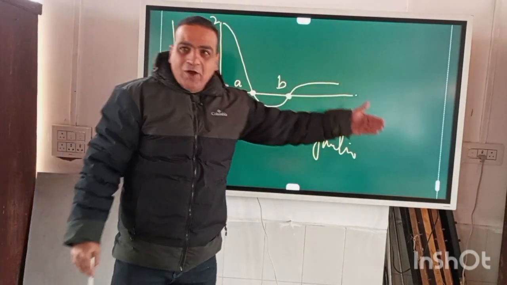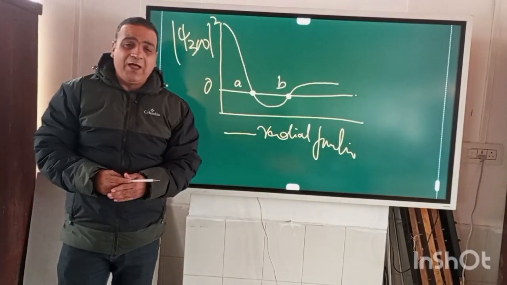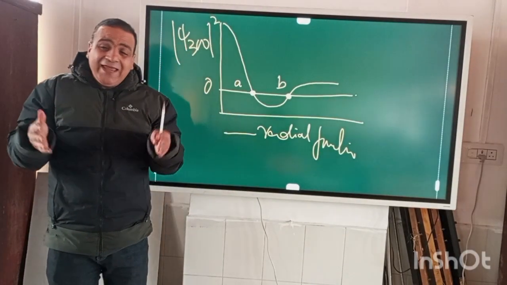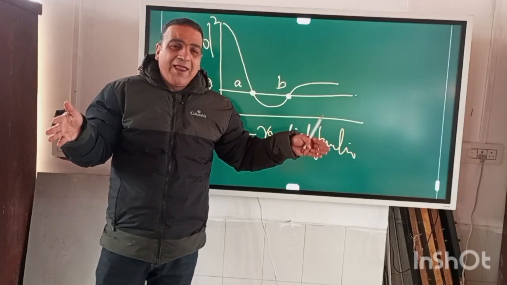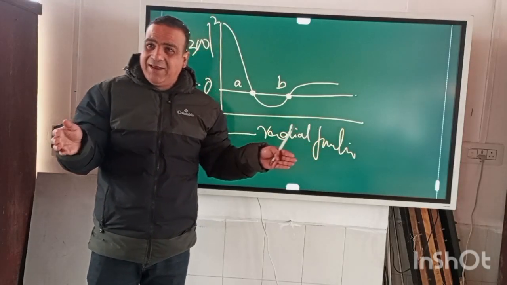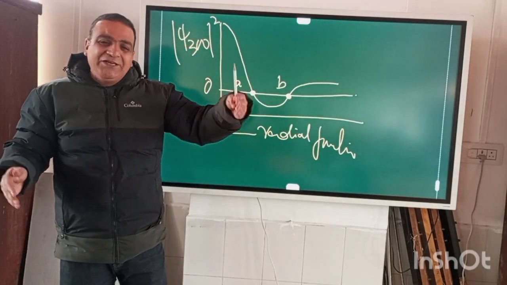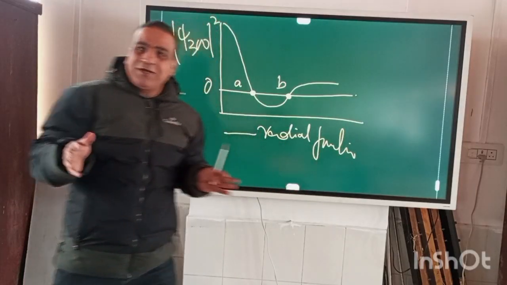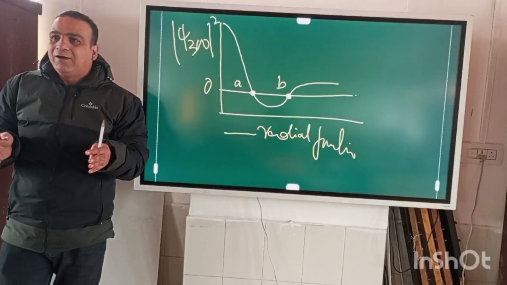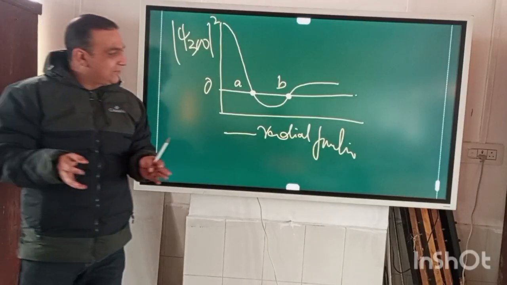So you can go on, and what you find here is different probabilities for the electron to be there. So the electron has a probability to be at many places at the same point of time, which is not the case when we talk about the pure Bohr model of the hydrogen atom.